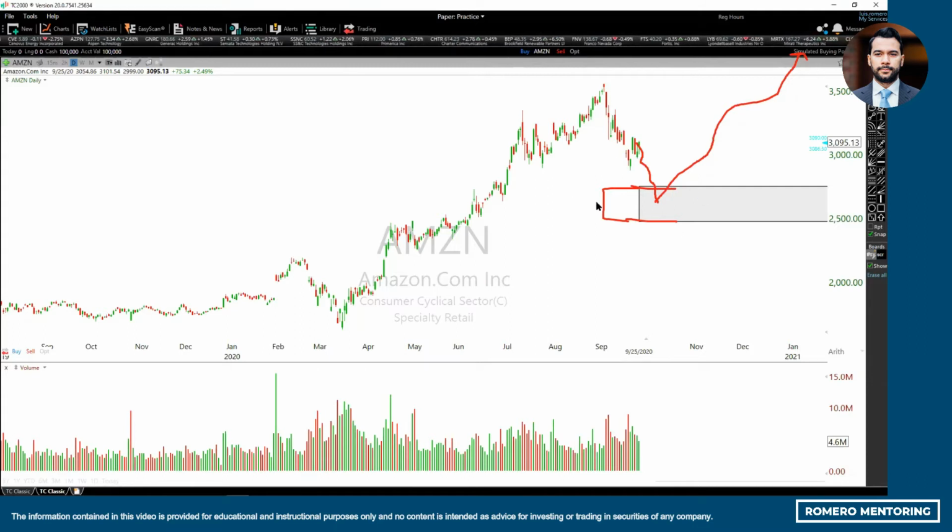So this is what I'm anticipating. I'm anticipating Amazon to come down to this area. Now, once it comes to this area, what is my longer term price target?